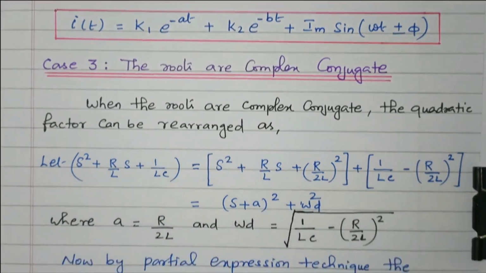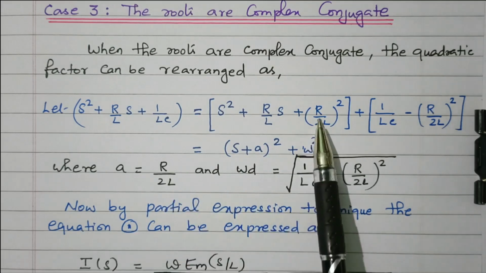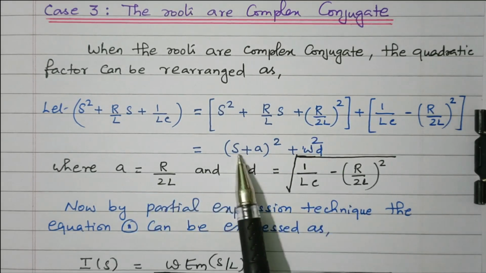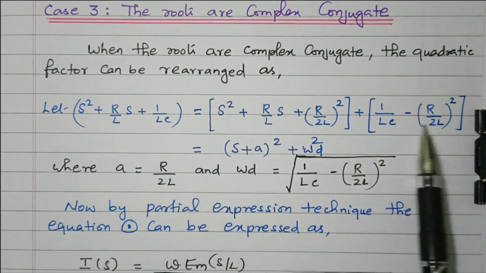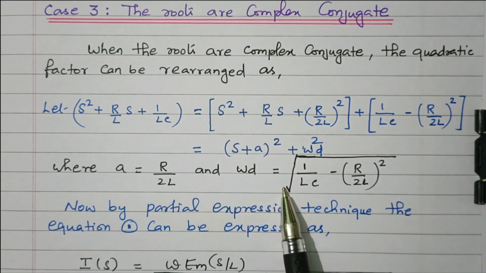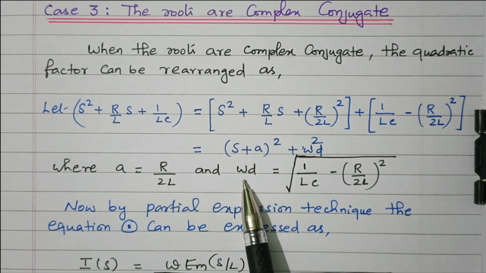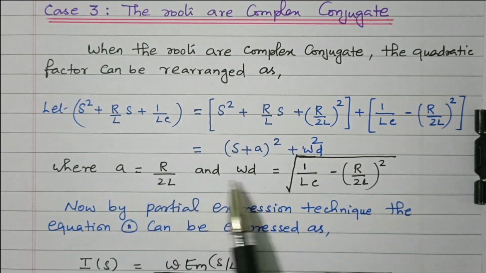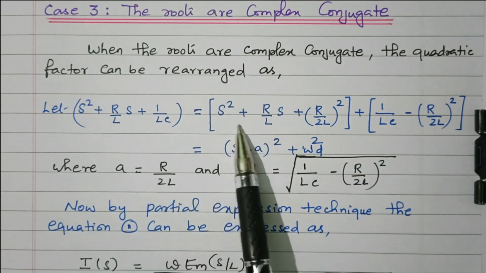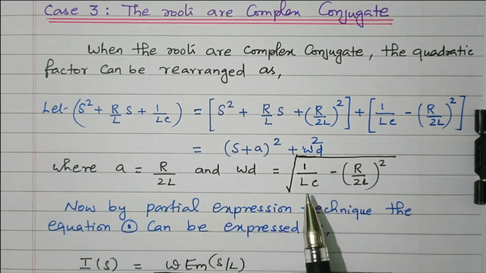So this s plus a is nothing but r by 2l. R by 2l is taken as a, so that s plus a the whole square is s square plus a square plus 2 s a. Then the square root of 1 by lc minus r by 2l the whole square is taken as omega d. So there will be omega d square, right? So a and omega d are the two terms. Based on that, this expression is simplified as s plus a the whole square plus omega d square, right?